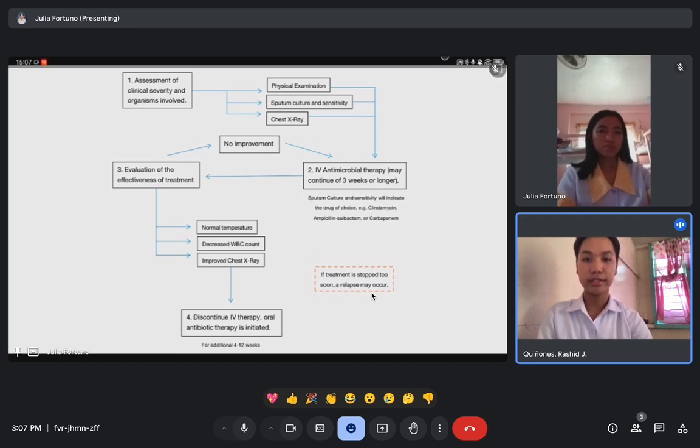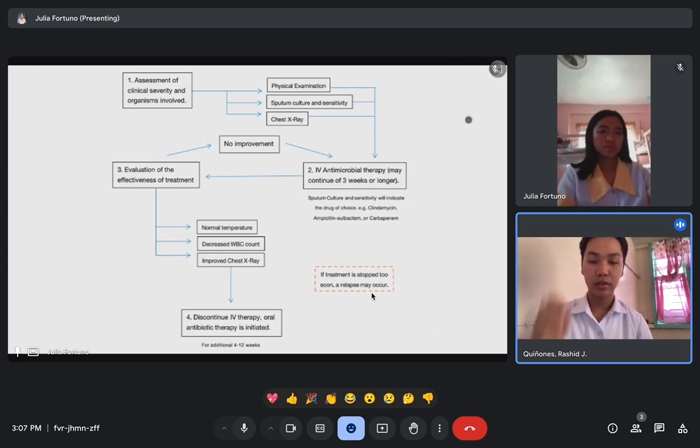Number 2 is IV antimicrobial therapy, and it may continue for 3 weeks or longer. As I've said earlier, sputum culture and sensitivity will indicate the drug of choice. It's either clindamycin, ampicillin sulbactam, or carbapenem, depending on the result of the assessment.